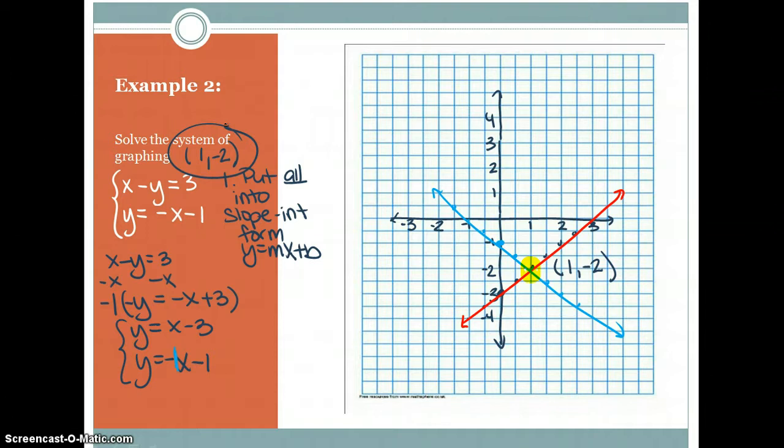Alright, so that would be the end of how to answer this. So again, first thing is to make sure everything is put into slope-intercept form. From there you're going to graph both equations. And then the third and final thing is to find the point of intersection, because that again is the solution.